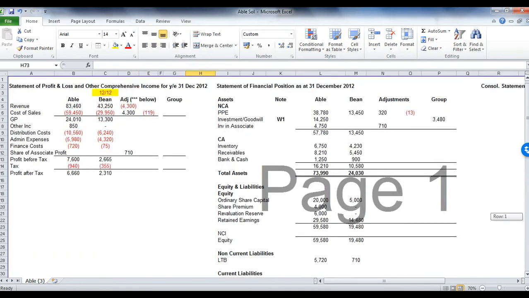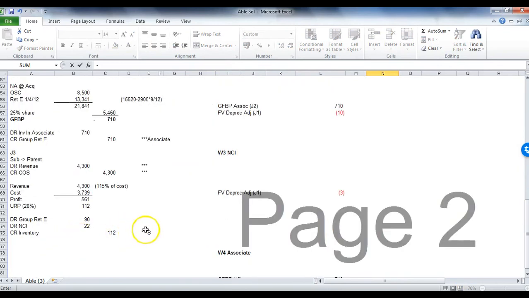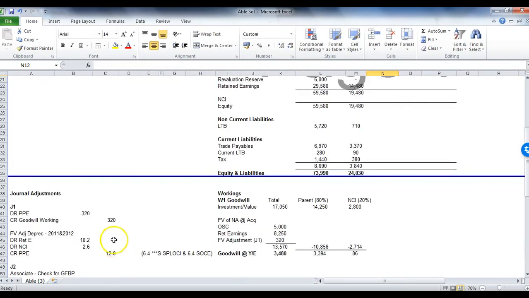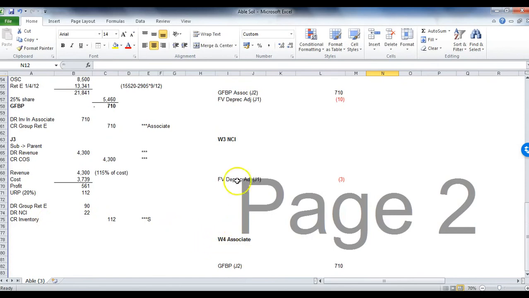Likewise, I reduce inventory by the 112, so doing everything as I go. And I slot these two, unrealized profit, journal 3, for the NCI. I'm going to take off 22. And for the unrealized profit up here, journal 3, so I show the examiner clearly where they're coming from, I'm going to take off 90.